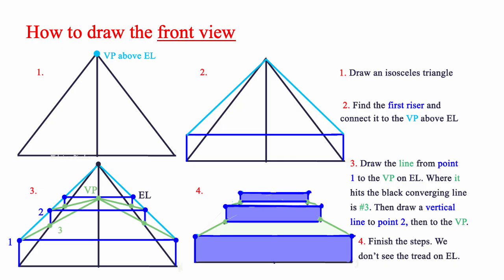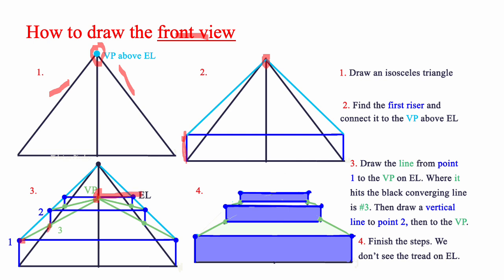This is a pretty easy way of drawing the front view of stairs going up. So you start with an isosceles triangle with two equal sides and identify a vanishing point above eye level. Then decide where you want the first riser to be and connect its corners to this vanishing point. Then at number 1, connect that to the vanishing point on eye level where the tread looks like a line.